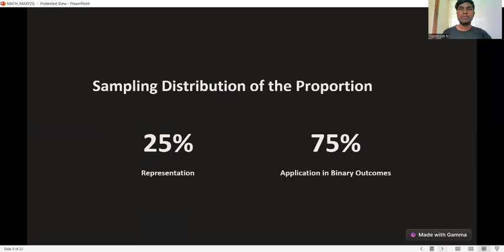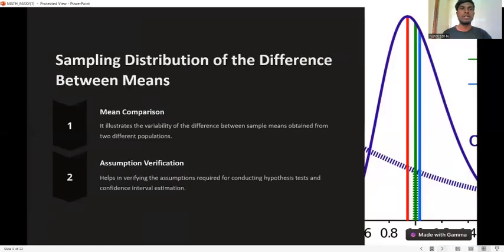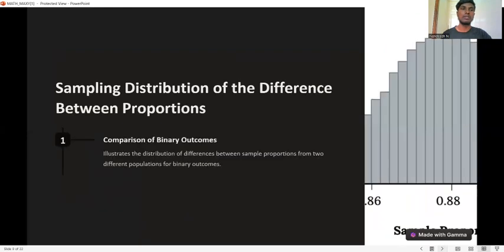Sampling distribution of the proportion: representation of 25 percent and application in binary outcomes is 75 percent. Sampling distribution of the difference between means: mean comparison and assumption verification. It illustrates the variability of the difference between sample means obtained from two different populations. Assumption verification helps in verifying the assumptions required for conducting hypothesis tests and confidence interval estimation.